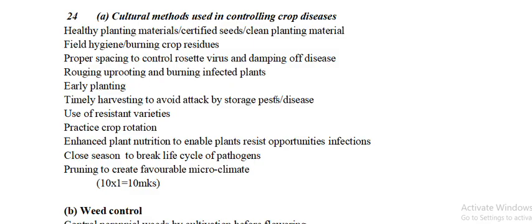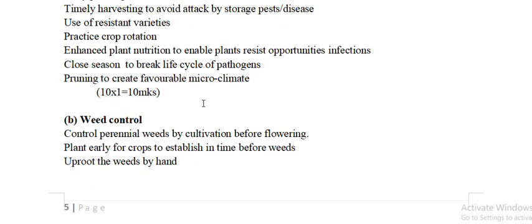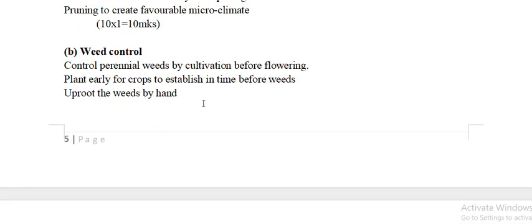Then timely harvesting to avoid attack by storage pests or diseases. Then use of resistant varieties. Then practice crop rotation. Then enhance plant nutrition to enable plants resist infections. Then close season to break life cycles of pathogens. Then you can prune to create an unfavorable microclimate for the diseases and pests.